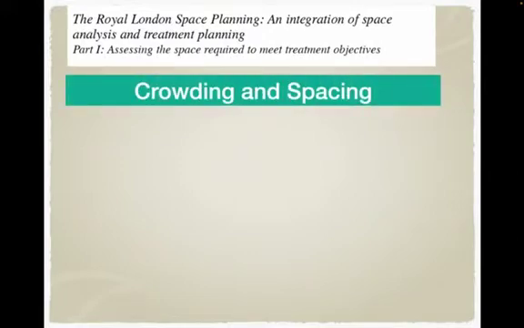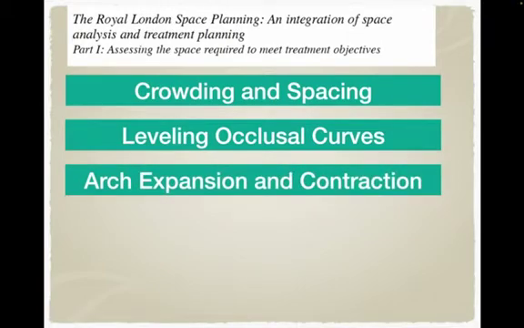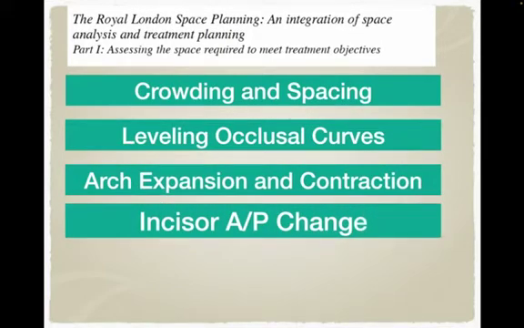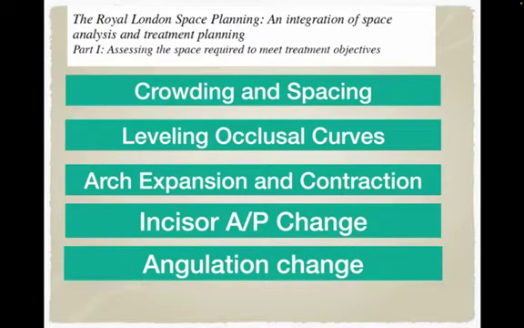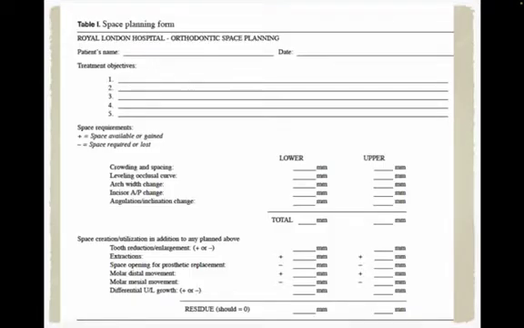The first one is crowding or spacing. Second one, leveling the curve of Spee, arch expansion and contraction, incisor AP position, angulation changes, and inclination and torque. And we can give a positive or negative sign depending on whether this one is going to give us space or take space. For example, if we have crowding of 3 mm, that will be a minus sign. But if we have 3 mm of spacing, then this is a positive sign. And this is the form that is proposed by the Royal London Space Analysis.